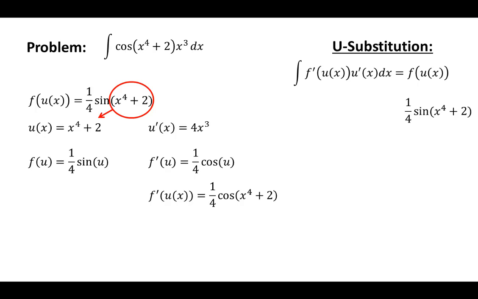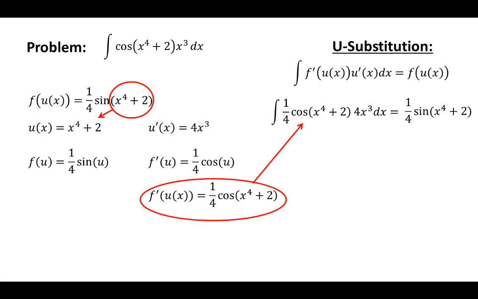And now we can arrive at the left side of our equation up here on the right, which is going to be the integral of 1/4 cosine of (x to the 4th plus 2) times 4x cubed, which hopefully by now is looking pretty similar to our problem. But you can see where we got that from. Our f prime of u of x circled here went into the left side, and on the right side we had our u prime of x.